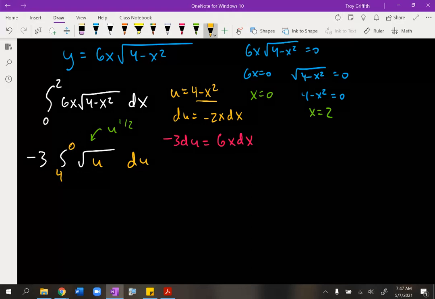Okay, so maybe some students will just go ahead and evaluate it like this. Most of the time I teach my students, if the bounds are flipped, go ahead and pull out a negative and flip those bounds back.